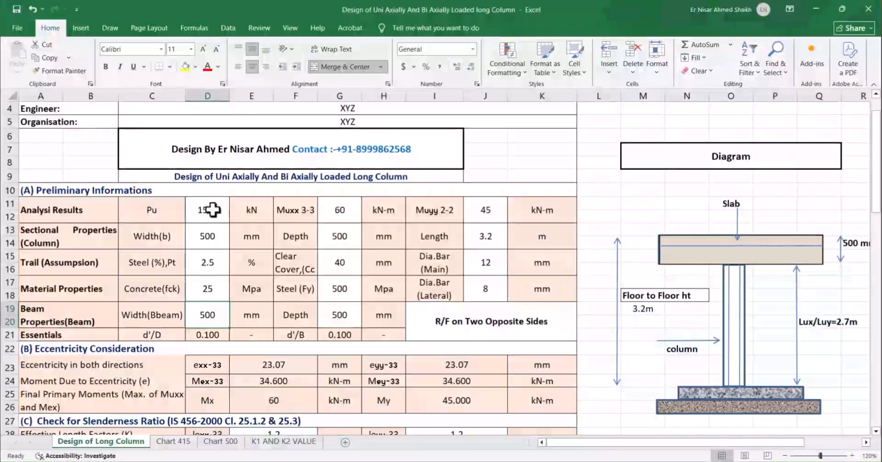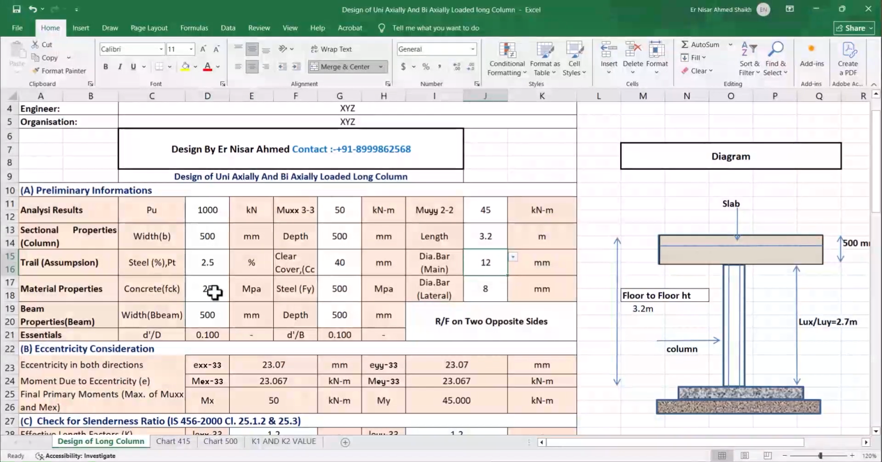We take Pu as 1000 kilonewton, not 1500. Mux we consider 50, Muy we consider 45. Sectional property of column: width we consider 500, depth also 500, length 3.2 meter, percentage of steel is 2.5, clear cover 40, and diameter of main bar we consider currently 12.